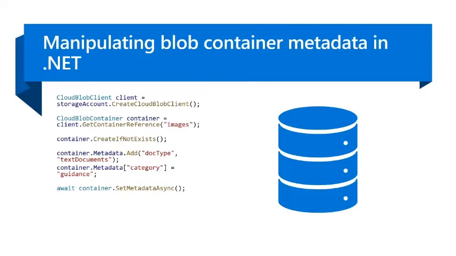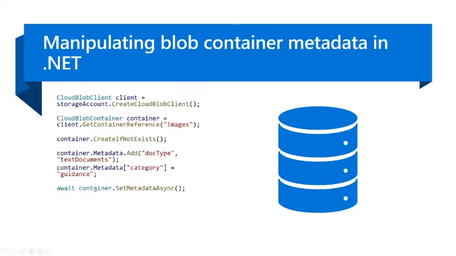And the same thing we will do in the next example. In the next example, we will set the metadata value by using implicit key value syntax. To persist the newly set metadata, you must call the set metadata async method on the cloud blob container, this one.